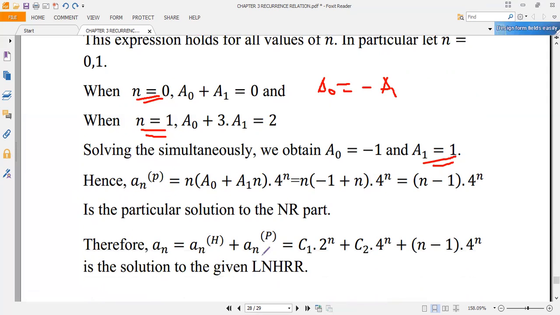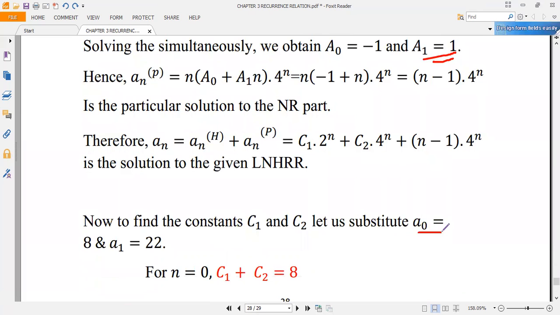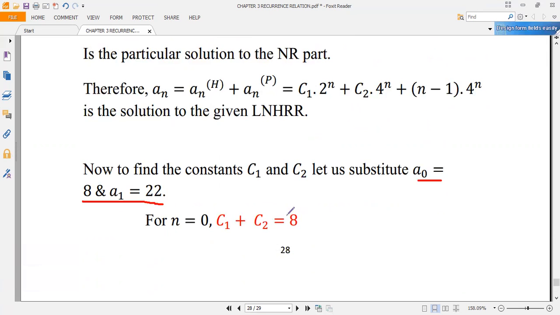Hence, the solution to the given non-homogeneous linear recurrence relation is the sum of the homogeneous part plus the particular part, which is C1 times 2 to the power of n plus C2 times 4 to the power of n plus n minus 1 times 4 to the power of n. This is the general solution to the linear non-homogeneous recurrence relation. But it is given two initial conditions to find the coefficients of the homogeneous part. So when you substitute n is equal to 0, it is 8. So C1 plus C2 is equal to 8.